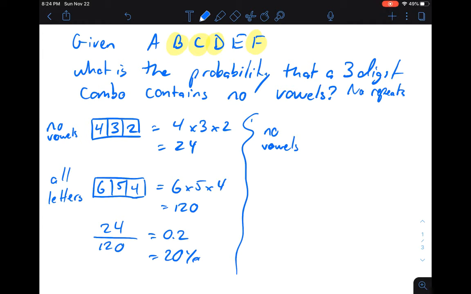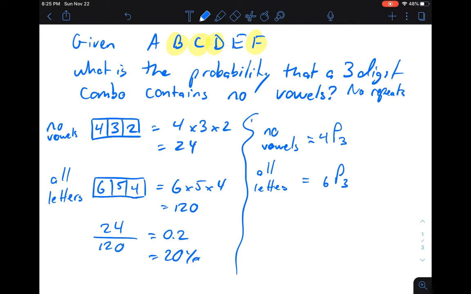The way you can think of this is, of my consonants, there are 4 of them, right? So out of my 4 consonants, let's pick 3 of them. Okay, 4 pick 3. And for all the letters, there's 6 letters there. Out of the 6 letters, let's pick 3. So as long as I'm not having repeats or anything like that, I'm allowed to use these formulas.